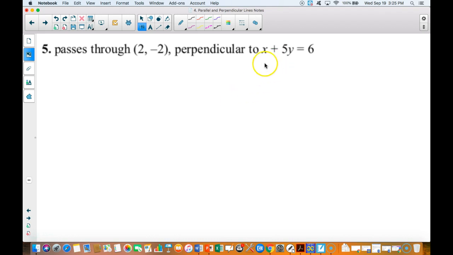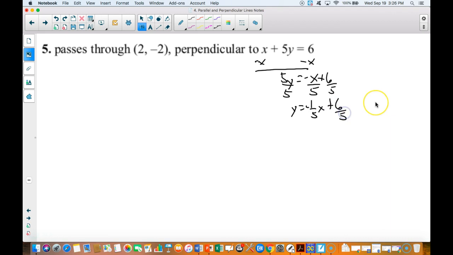All right, let's take a look at this one together then. So first thing I want to do is subtract x over. I'll get 5y equals negative x plus 6. Then I want to divide everything by 5 to get y by itself. So we end up with y equals, now this negative x over 5, right, is the same as negative 1/5 x. Then I can just leave this plus 6 over 5.